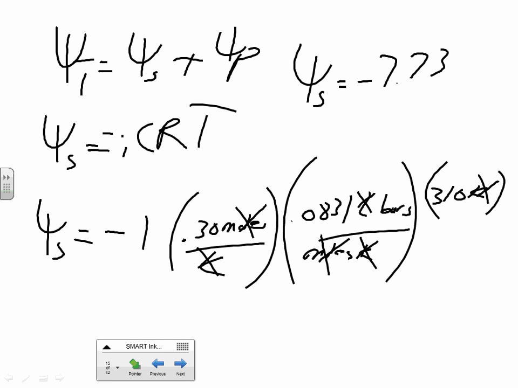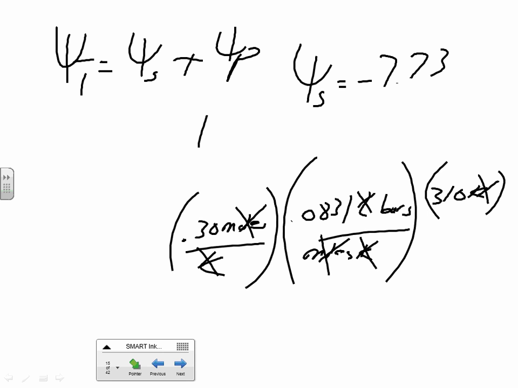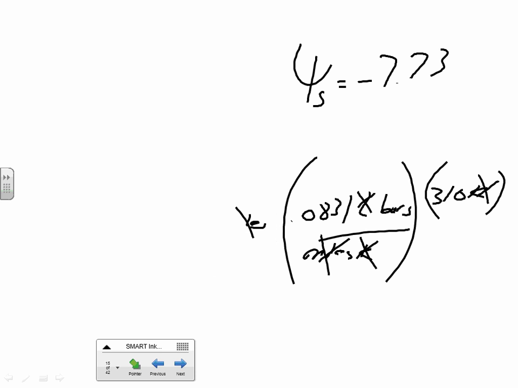Now, I want you to think about something. Let's say that we took that solution from the last problem. What was the water potential in the last problem?